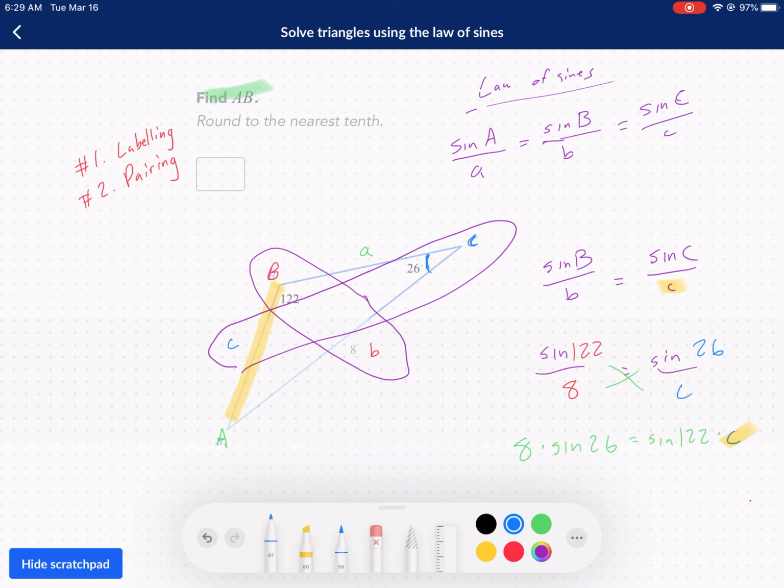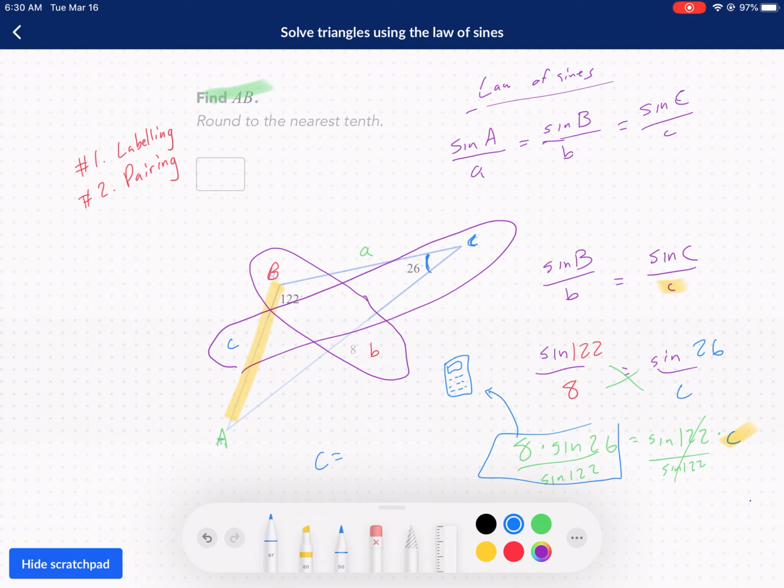To get it by itself, we need to divide both sides by sine 122. Okay, that will cross that off, and now we have C by itself. C equals this. So I'm just going to type this into my calculator as is. The calculators, especially the TI-84 Plus, are pretty good at this, so I'm just going to type it as I see it. 8 times sine 26 divided by sine 122.